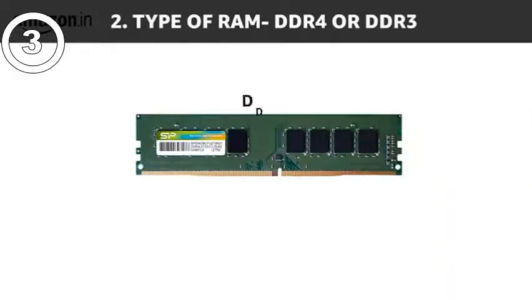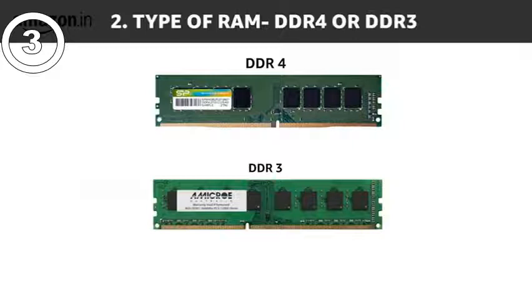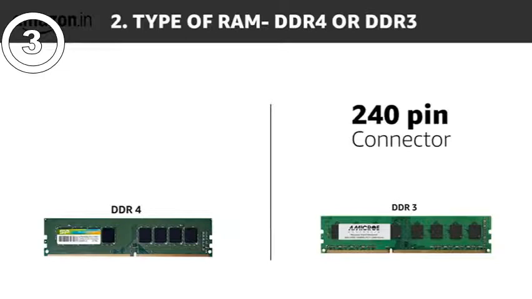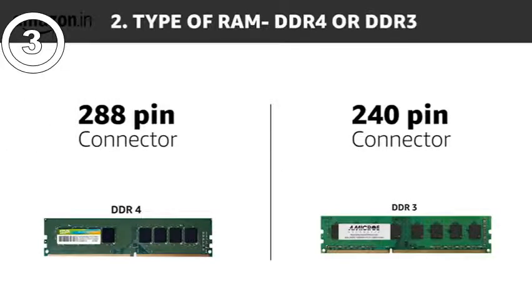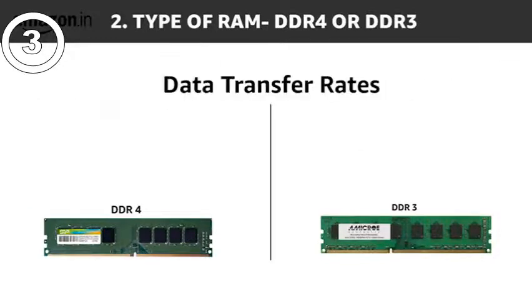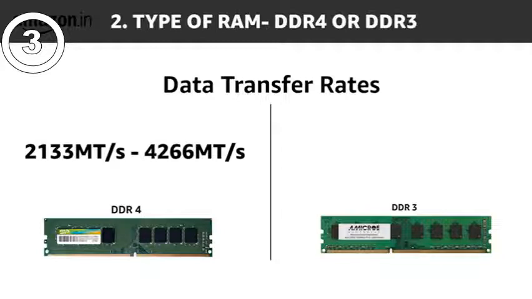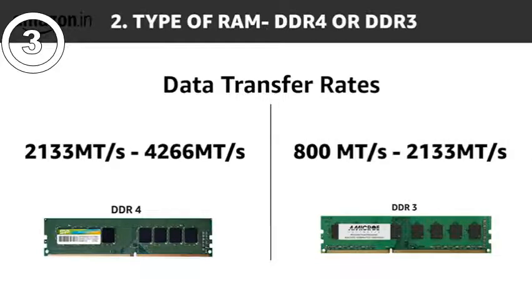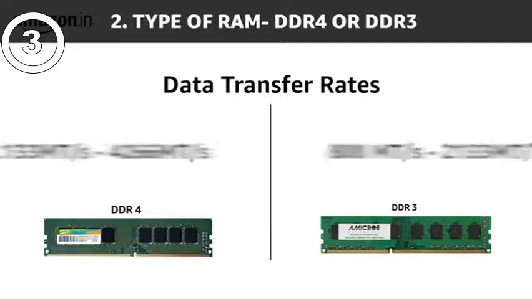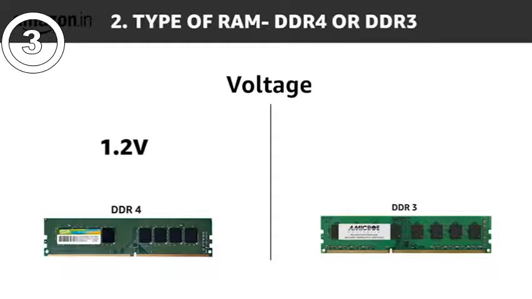Now coming to the type of RAM, the newest generation of RAM is designated DDR4, and systems that support DDR4 cannot accommodate DDR3 and vice versa. This is because DDR3 RAM uses a 240-pin connector, while the newer DDR4 RAM uses a 288-pin connector. Another key difference between these two types of RAM is the speed at which they can transfer data. DDR4 RAM can transfer data at a rate between 2,133 million transfers per second and 4,266 million transfers per second, while DDR3 RAM can only hit data transfer rates between 800 million transfers per second and 2,133 million transfers per second. DDR4 RAM also uses a lower voltage when compared to DDR3 RAM.